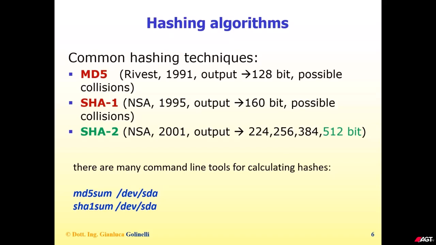SHA-2 also minimizes the collision domain, the probability of finding two or more different data that generate the same hash code, an event that cannot be eliminated but which can be minimized, also, for example, by releasing for the same data the hash code in different formats, MD5 plus SHA-2, for example.